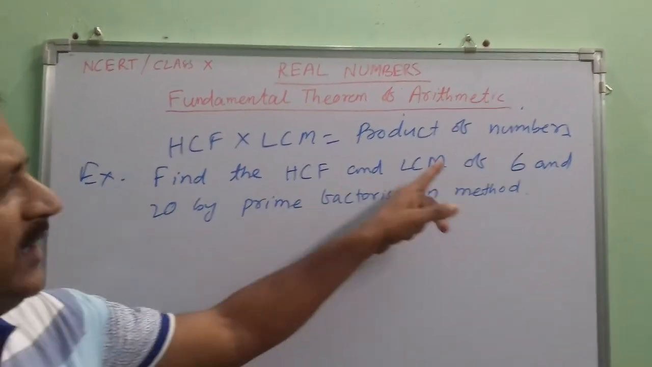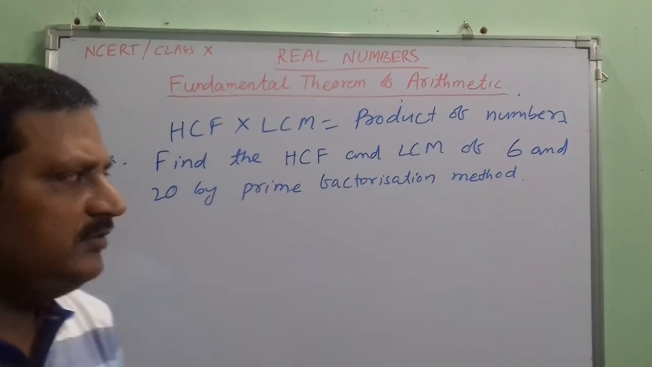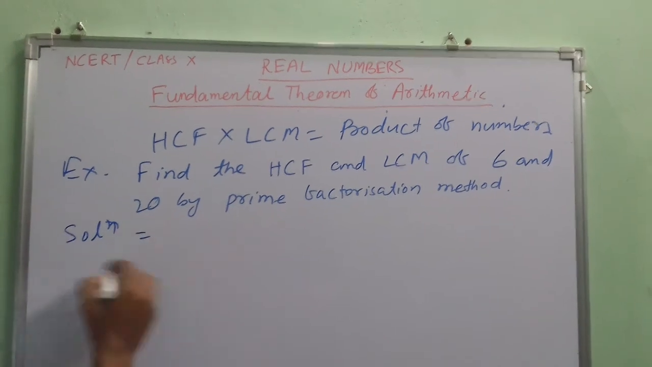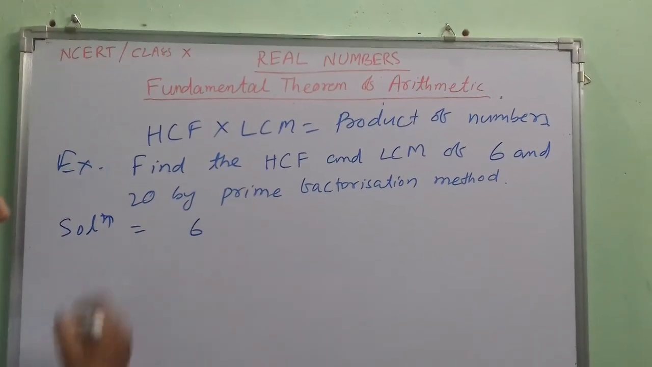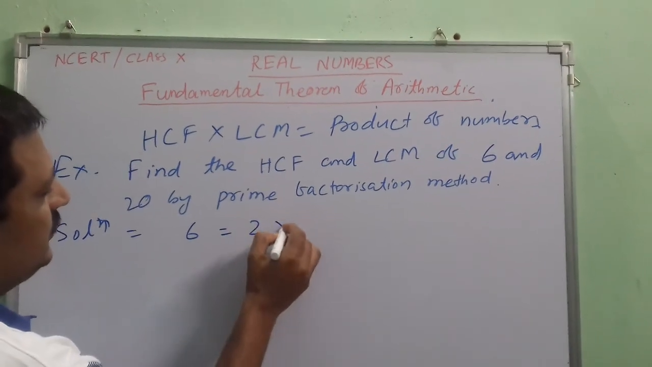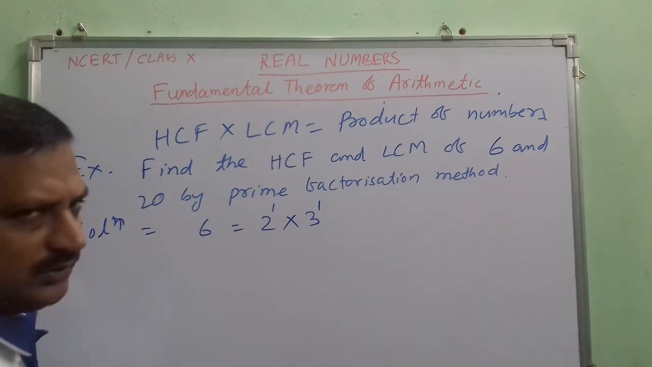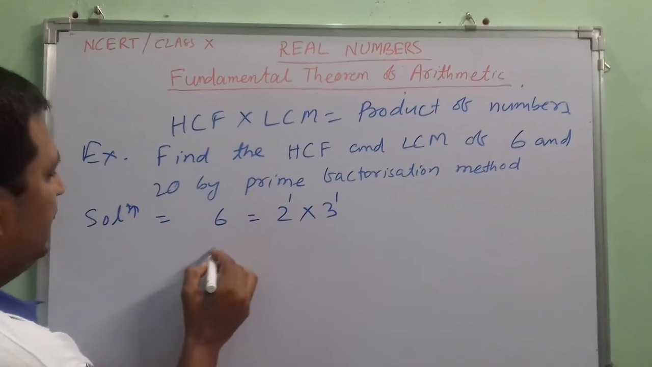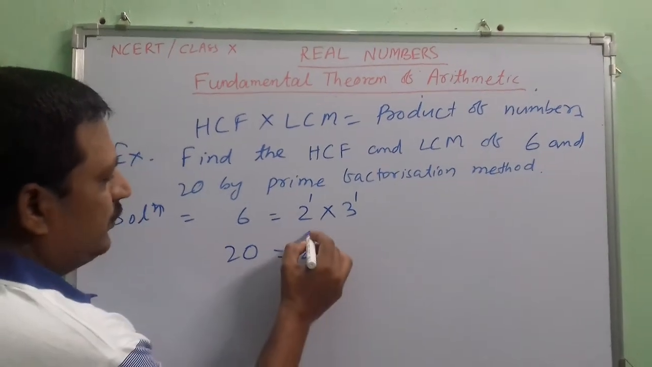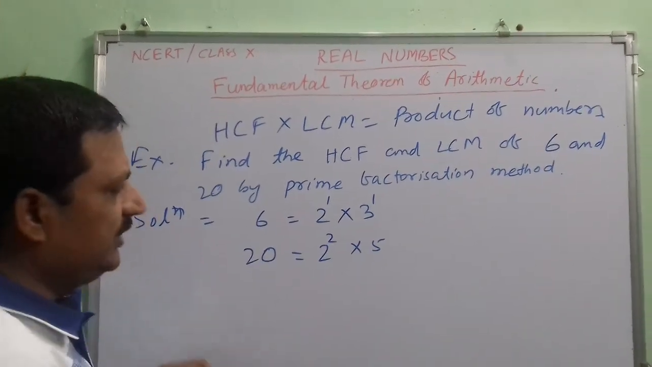Find the HCF and LCM of 6 and 20 by the prime factorization method. Now we can express 6 as 2 into 3, that is 2 to the power 1 into 3 to the power 1. And 20 can be expressed as 2 square into 5, because 2 square, that is 4, into 5 is 20.